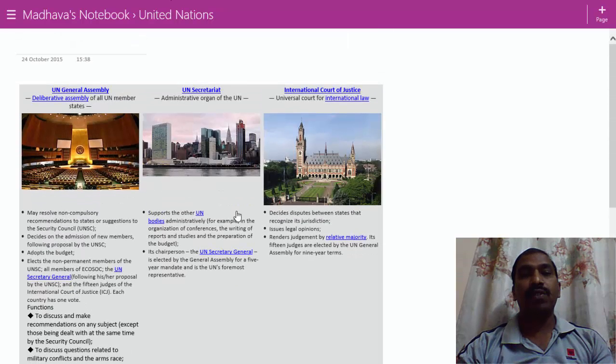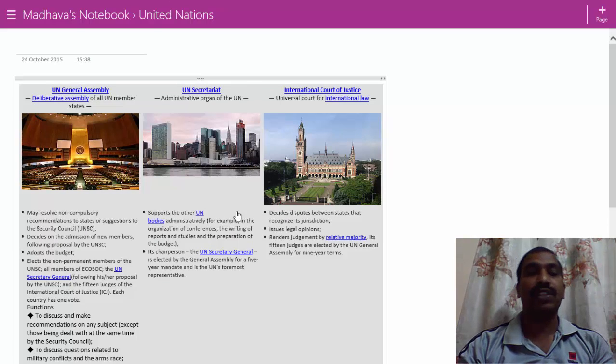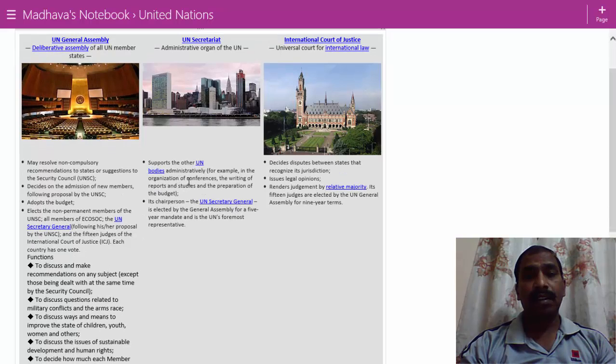Coming to the UN Secretariat, it is the part of the administration which controls all UN bodies administratively. The chairperson of the UN Secretariat is the UN Secretary-General, who at present is Ban Ki-moon.